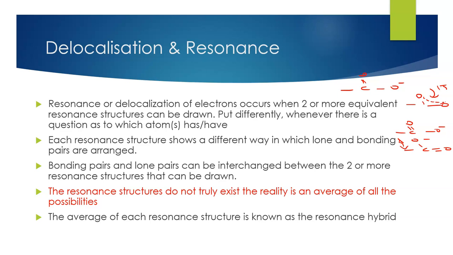So each resonance structure shows a different way in which the lone pair and bonding pairs are arranged. The bonding pairs and lone pairs can be interchanged between the two or more resonance structures that can be drawn. So the resonance structures do not truly exist. We know that the average structure, the resonance hybrid, is the true representation of the molecule. So the average of each resonance structure we call the resonance hybrid.